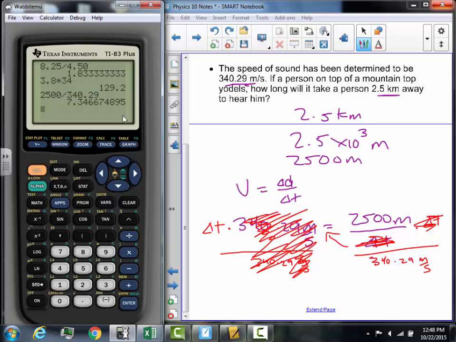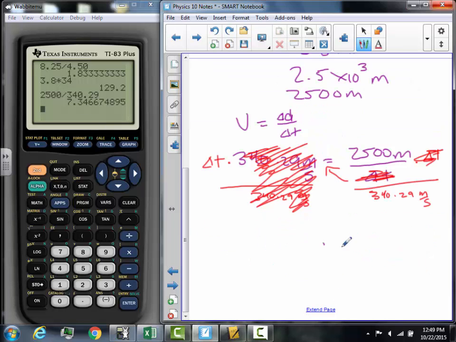Well, based on this number right here, this 2500 looks like 4. But keep in mind, that is actually not the number we started with. It was actually 2.5 kilometers. The original number I gave you only had 2 digits. We kind of made it look like it had more digits so we could type it in our calculator, but 2.5 kilometers is only 2 digits of precision. So this final answer right here should only have 2 digits as well. So 7.3. Does that make sense?